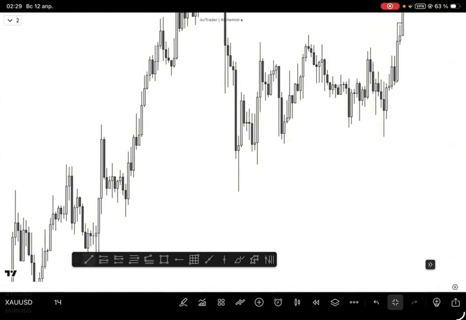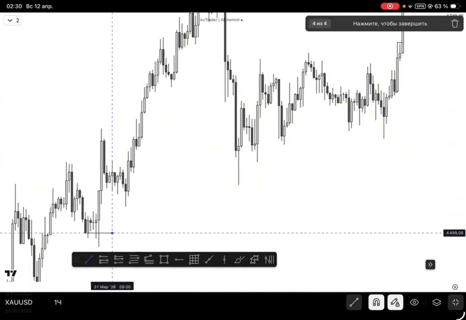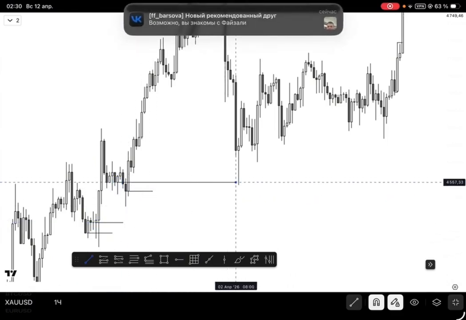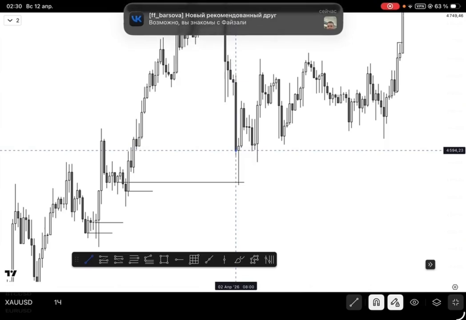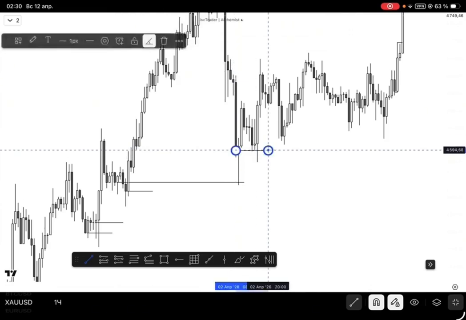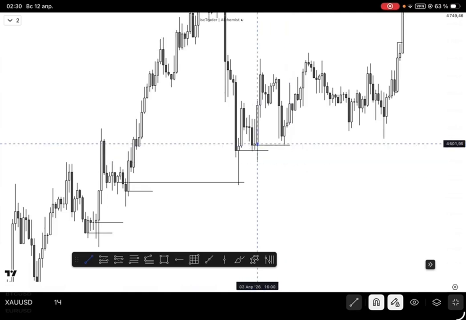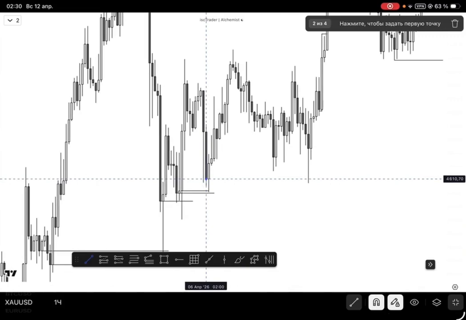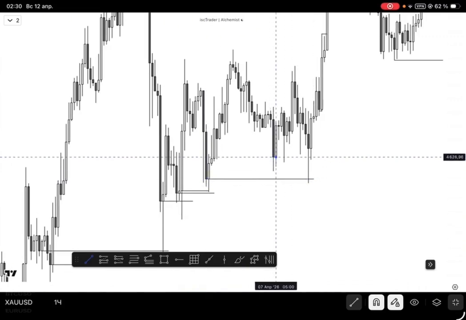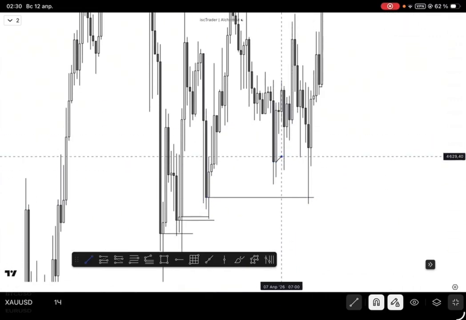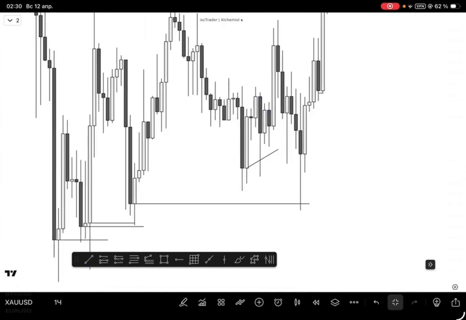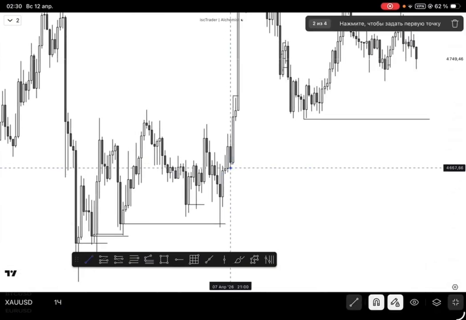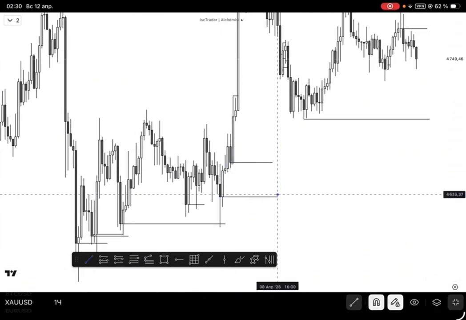Zones. Support, support, support this. Support another support zone, meaning this is an open candle level. Then another support. There's also support in these areas. Support zone.